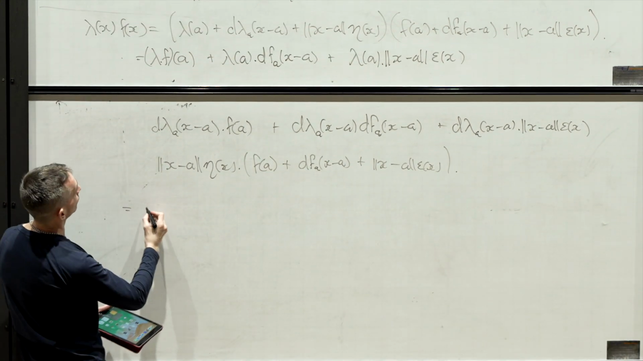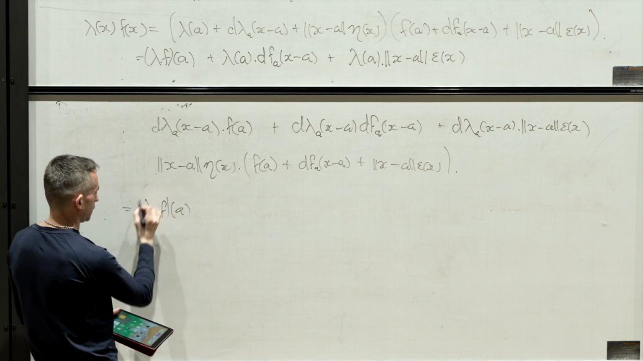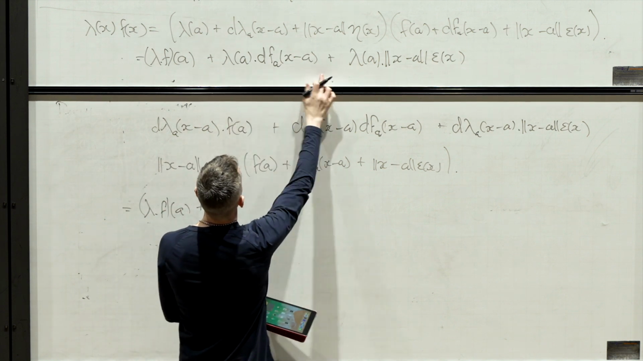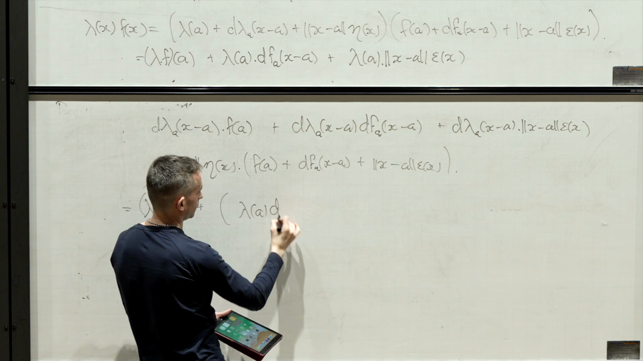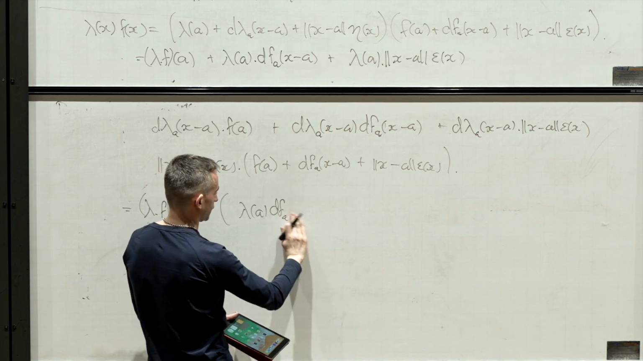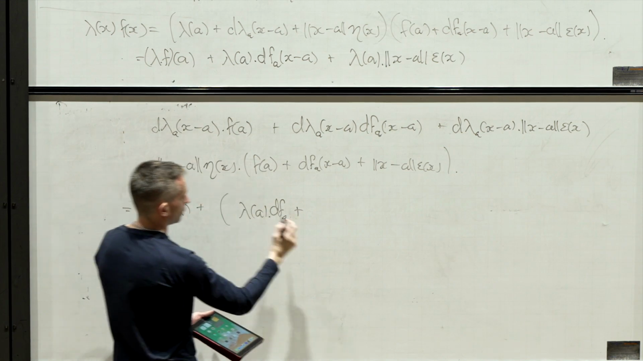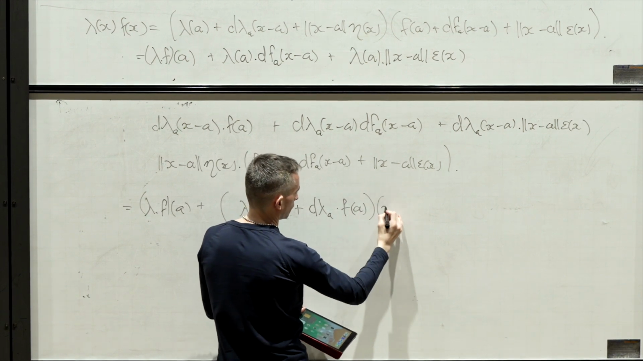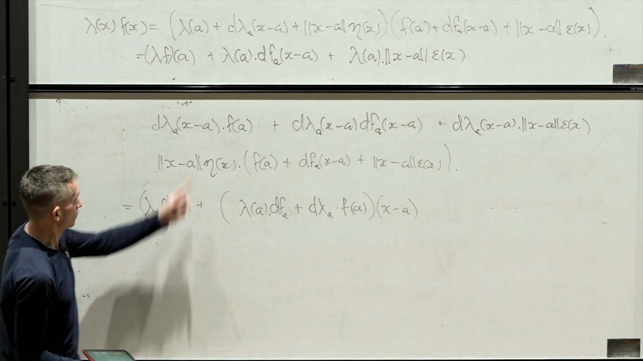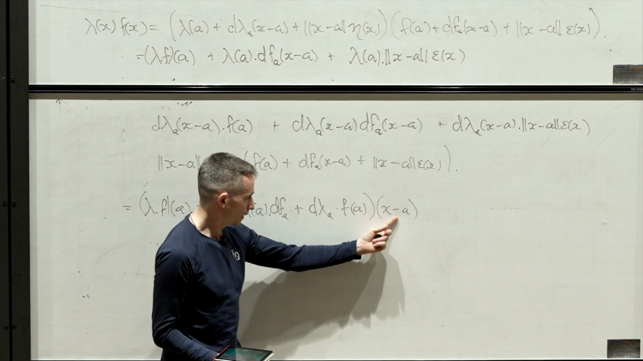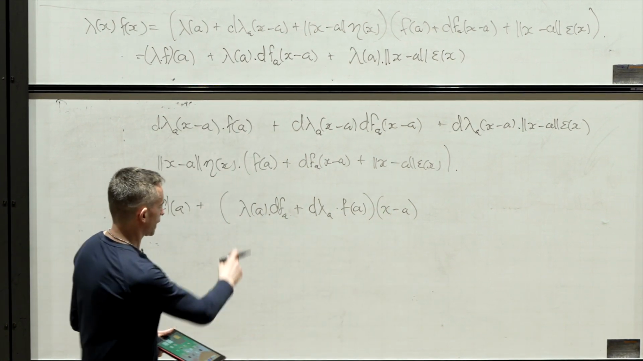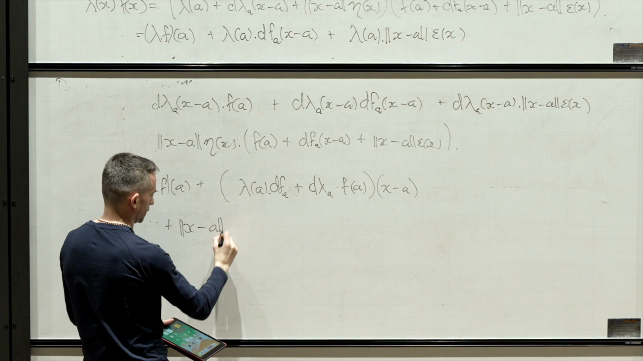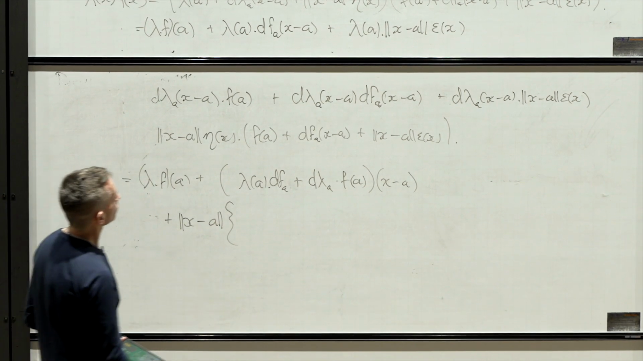If we gather things according to how we want them, this is the value of the product, then I get this term. Okay, so those are the two cross terms that we got that are linear in x minus a. So that is the candidate for the derivative. And then I claim we have the norm of x minus a times everything else. Well, what is everything else?